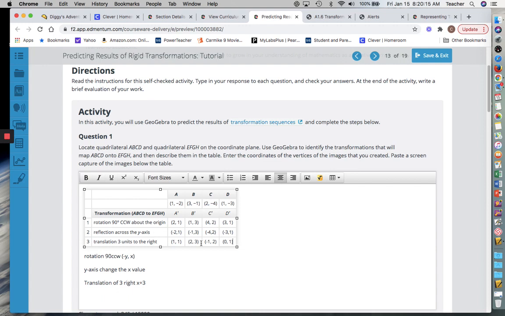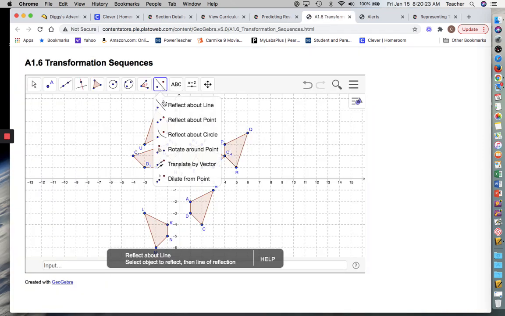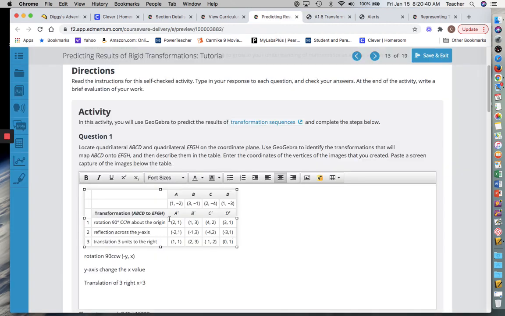All right, so not everybody's a visual person, so I'm looking to get these ordered pairs. I'm going to translate it 3 to the right. So I need to go to translation by vector, pick this figure, and I'm going to select A and move a vector to E. So it actually moves it over. You can see it's a little darker. So these ordered pairs are the same as these that I did for my cheat code.